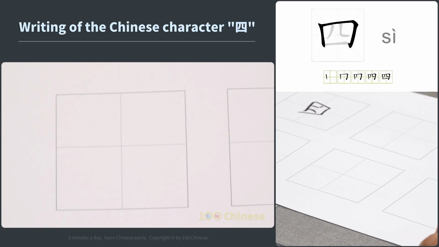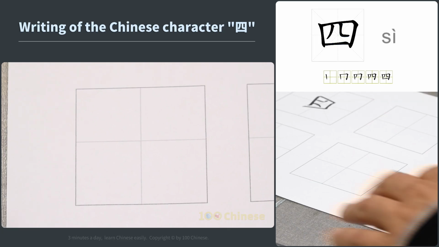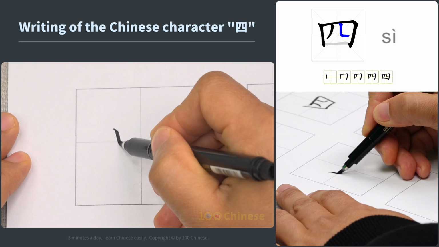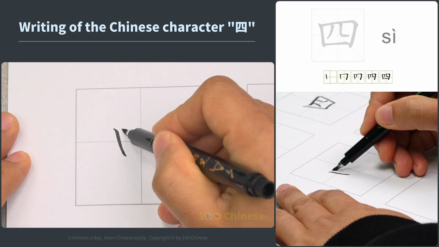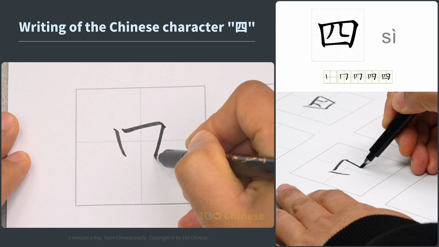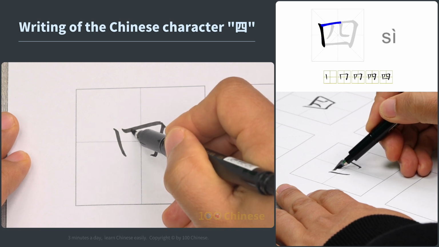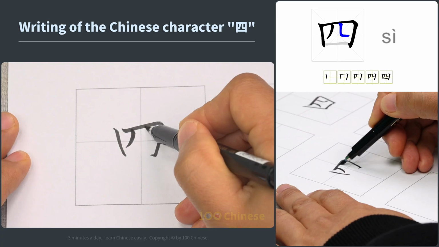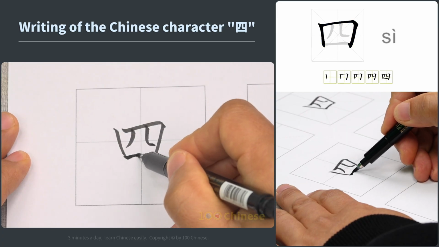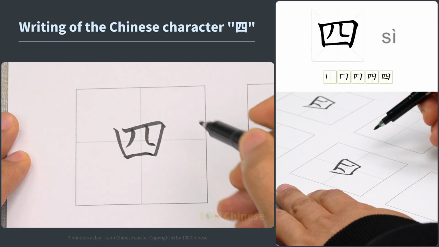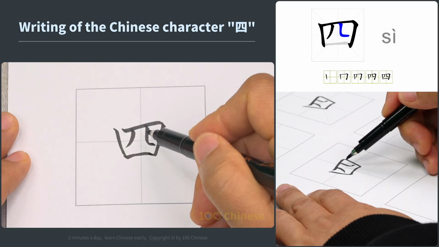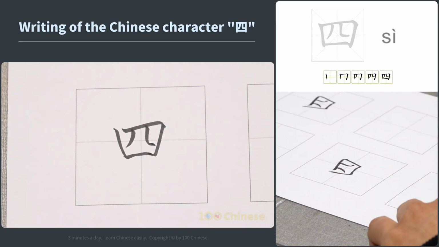Alright, let's write it once more. When writing this character, pay attention. When you reach this part, slant it upward a little so that the character doesn't look too square overall.